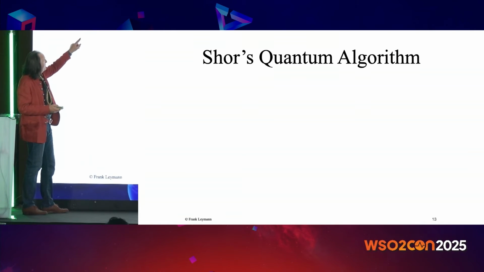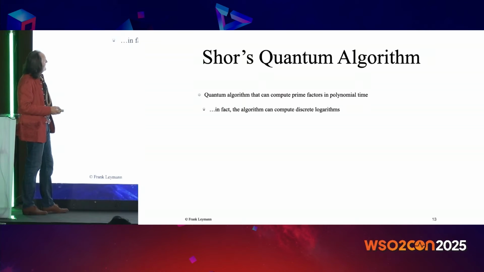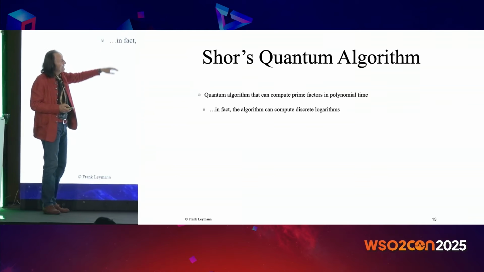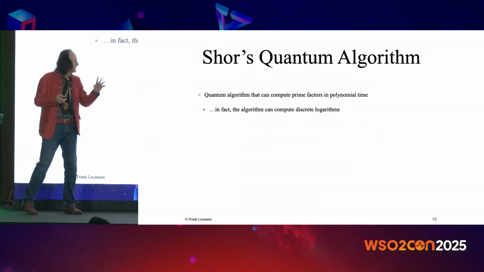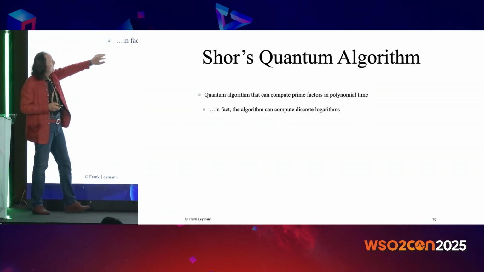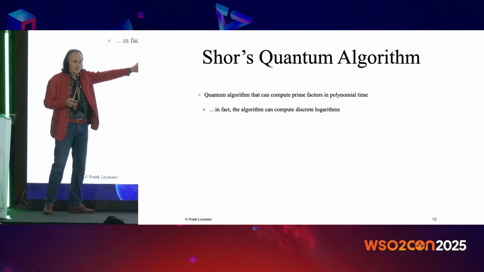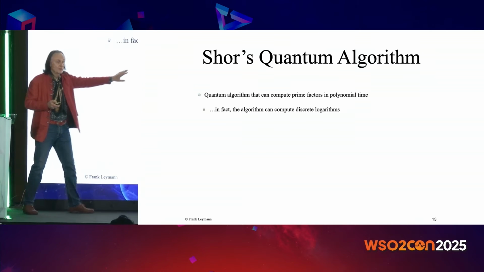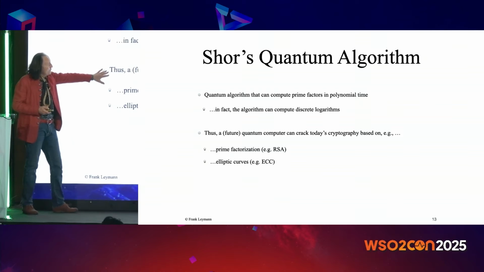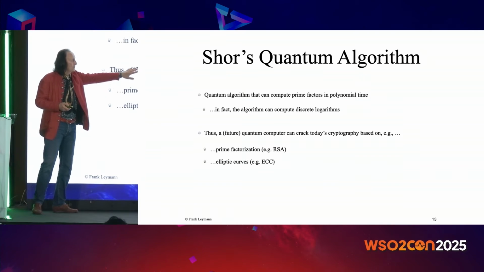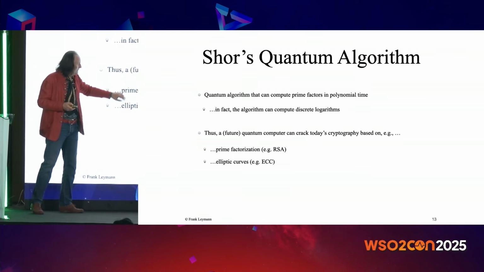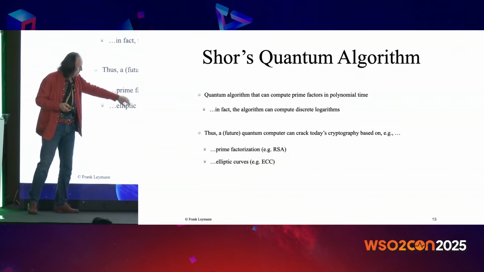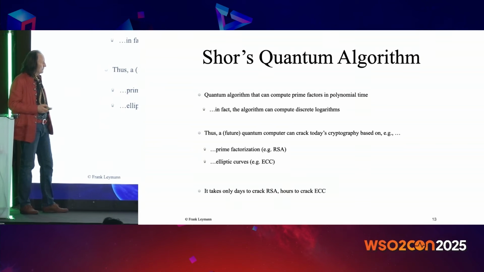And now we come to an algorithm that a mathematician has invented, Peter Shor. It's a quantum algorithm to compute prime factors in polynomial time, exponentially faster. I will give you the real numbers in a couple of seconds. And in fact, Shor's algorithm is computing discrete logarithms. Not only RSA is in jeopardy, but also ECC. That means a future, not today's quantum computer can crack today's cryptography, right? That is based on prime factorization or elliptic curves, because both require to compute discrete logarithms.